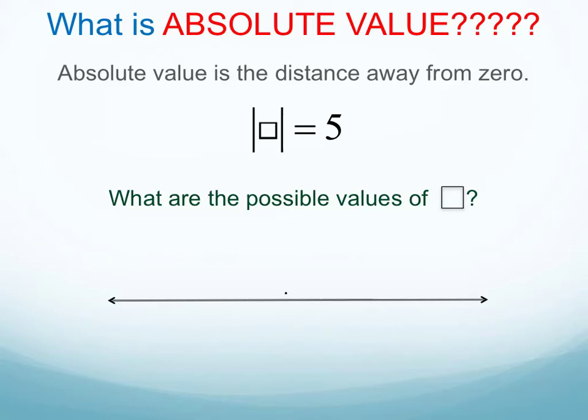So if we have 0 here on my number line, if something has the absolute value of 5, then that something inside the absolute value bars is 5 away from 0. So if I'm at 0 and I go up 5, 1, 2, 3, 4, 5, that means the something inside the absolute value bars could be 5. But remember, we can go the opposite way towards the negative numbers, 1, 2, 3, 4, 5. And that something inside the absolute value bars could also be negative 5.